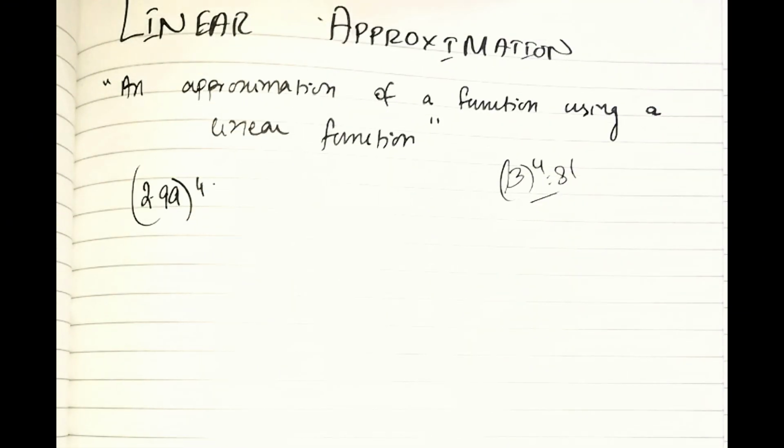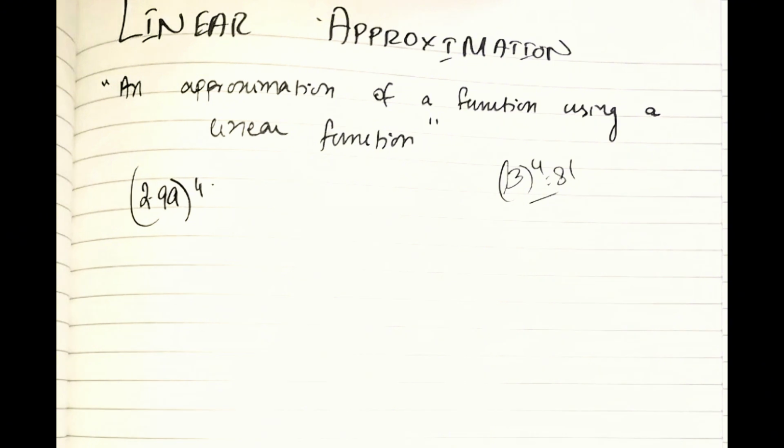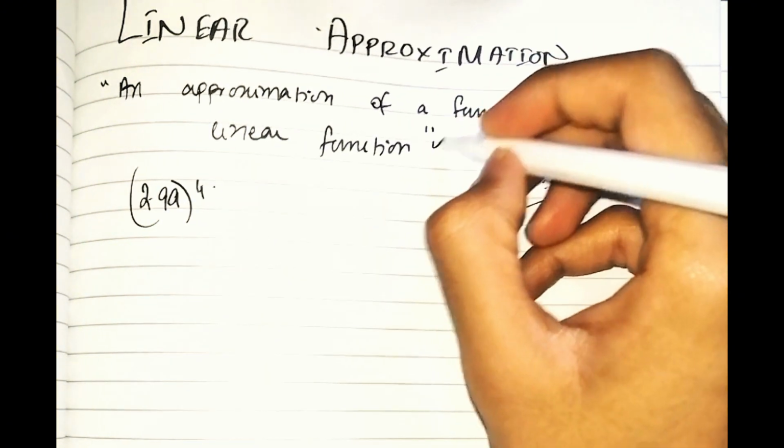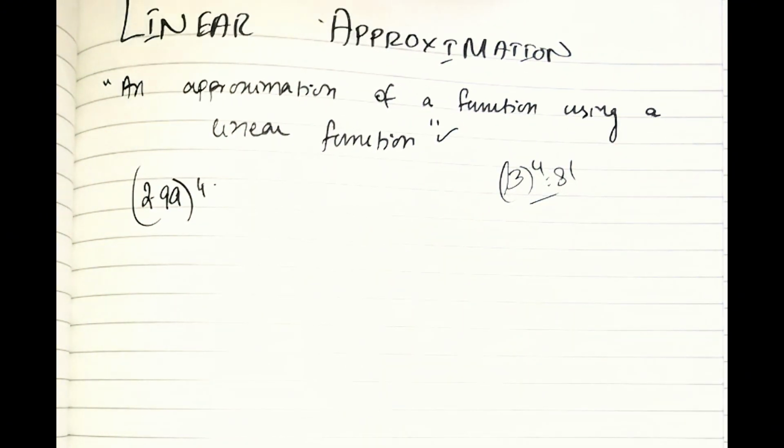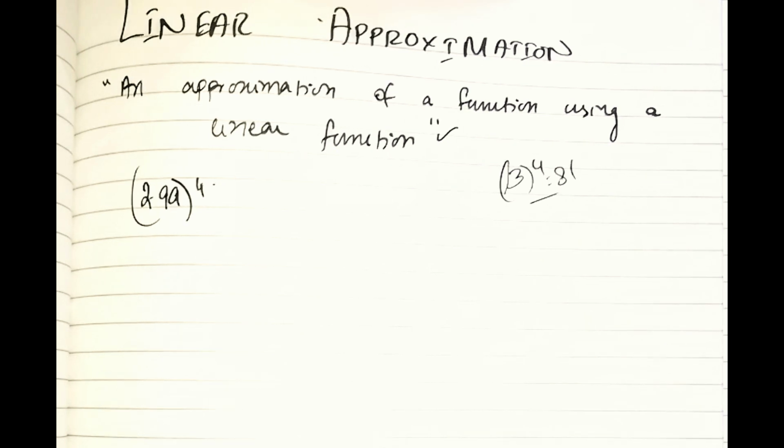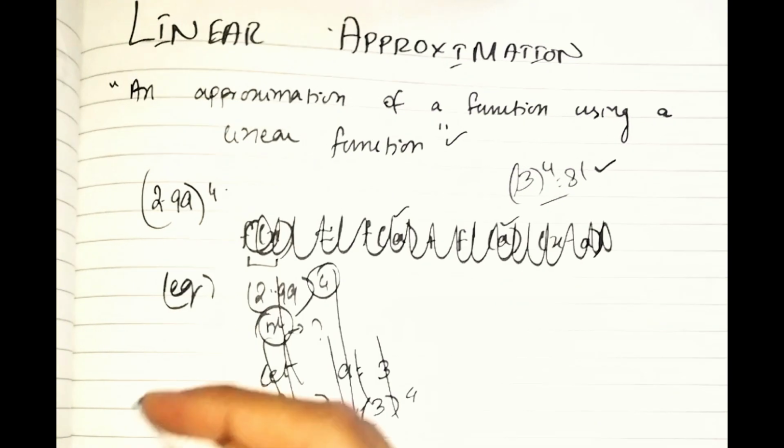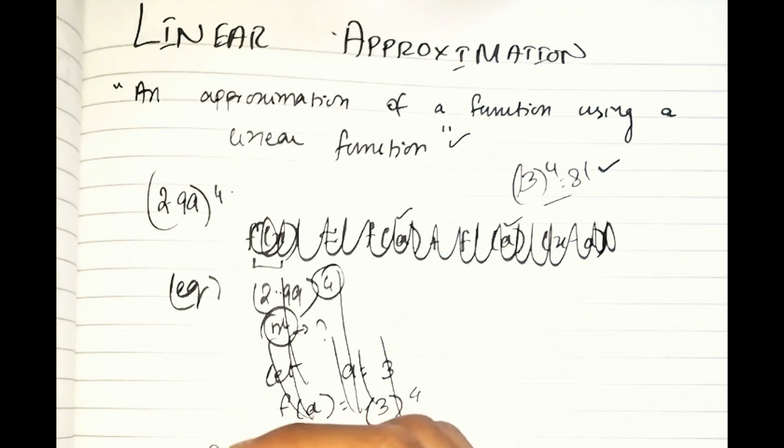and it tells you that it is basically a method by which you can approximate the value of any function given to you. Okay, so it is basically an approximation of a function using the linear function. So you basically convert that given equation into a linear function, and then you can approximate the value of that unknown function. And I will explain that using an example.